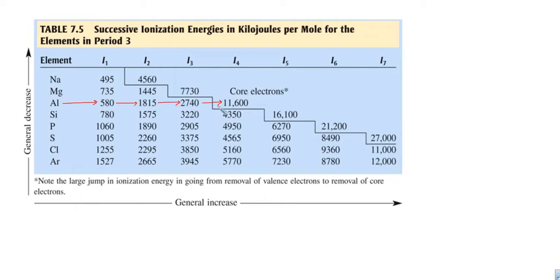Holy buckets. You know, they increase in a relatively steady increment, but then all of a sudden I go from almost 3,000 kilojoules per mole to like 11,000 kilojoules per mole. Holy man, that's a pretty substantial increase in ionization energy. So this would be another thing they would ask.